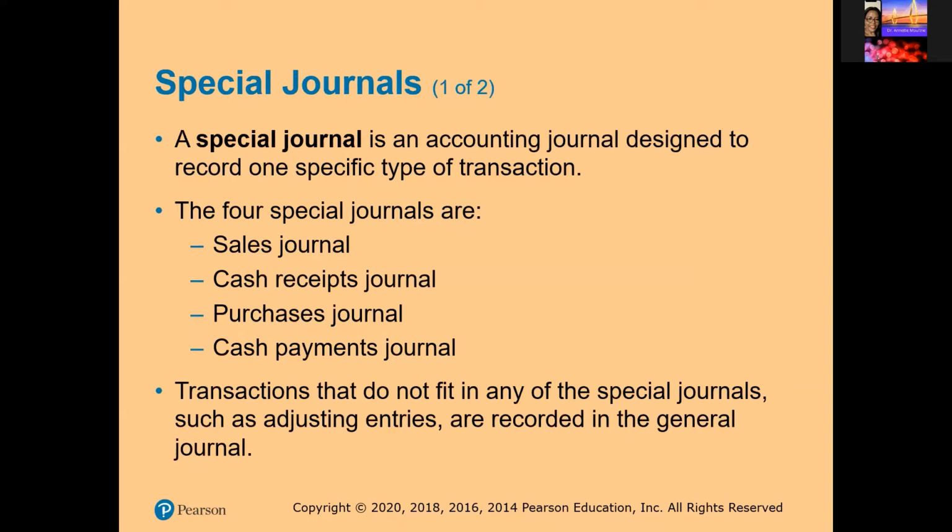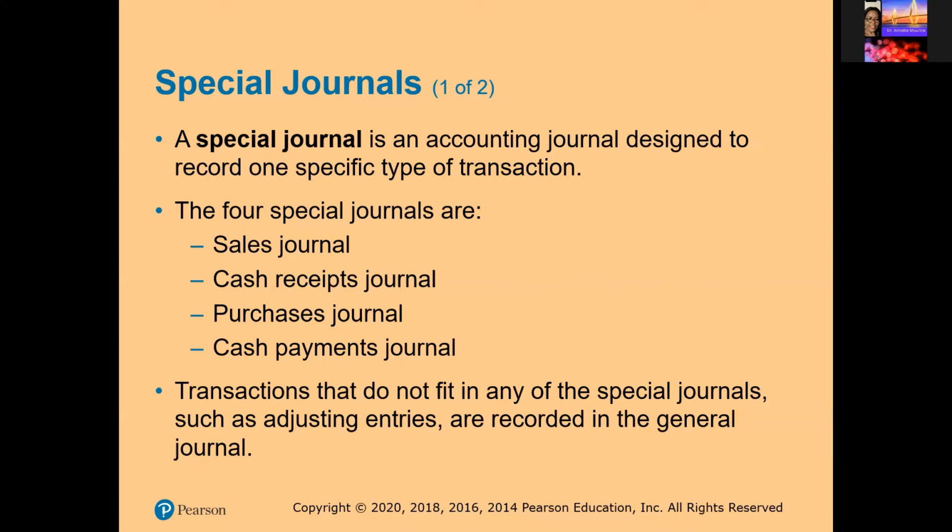In a manual system, transactions are classified by type. It is inefficient to record all transactions in the journal entry, so businesses use special journals. A special journal is an accounting journal designed to record one specific type of transaction: sales on account, cash receipts, purchases on account, and cash payments are treated as four separate categories and therefore create the four specific journals.